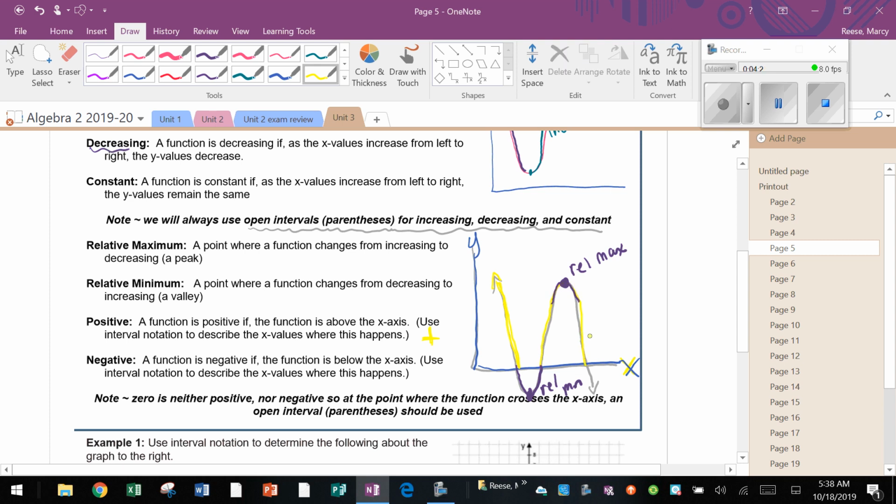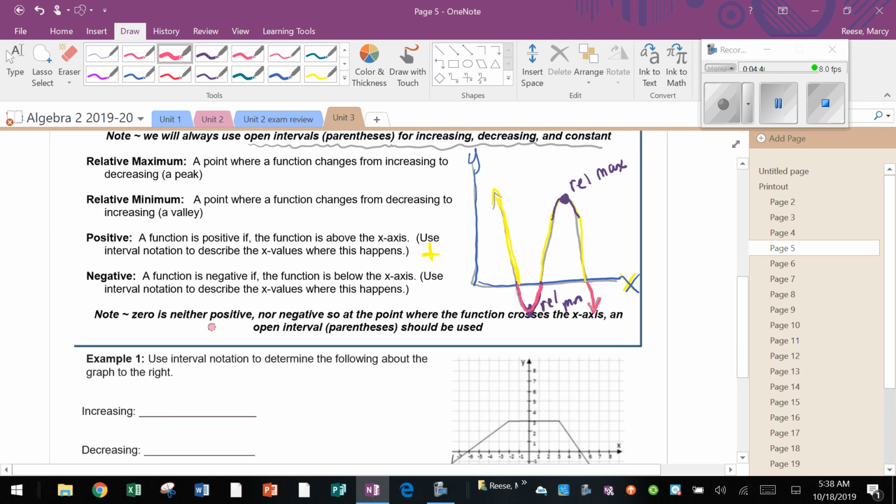This part of the graph is above. And then obviously I'm negative if I'm below the x-axis. Here's where I'm below. Okay? And you're just going to list those using interval notation. You're going to tell me from what x values it's going to be positive and what x values it's going to be negative. Okay? And remember it says, note, 0 is neither positive or negative. So at that point where the function crosses the x-axis, an open interval should be used because at 0, it's not a positive or a negative value.